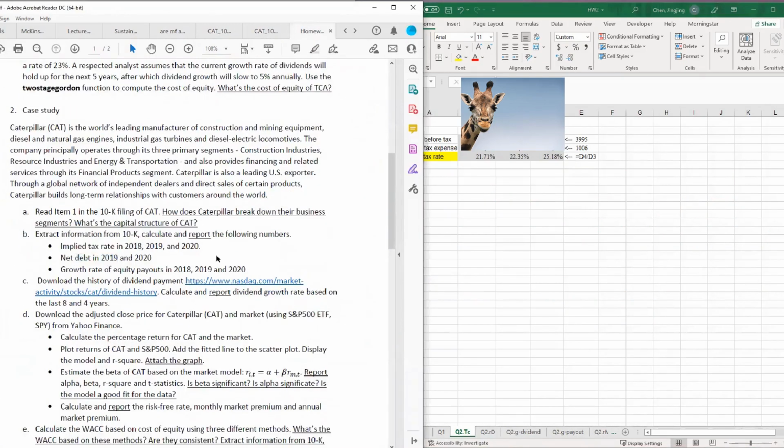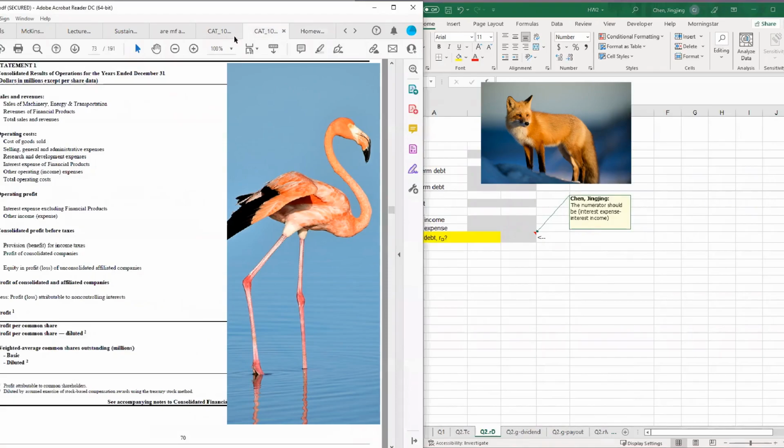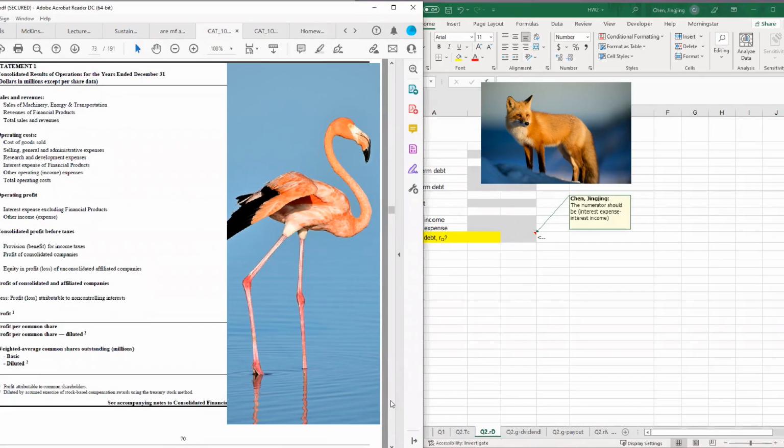So now next is net debt. Again, we need to find information. Here we need to find cash, short-term debt, long-term debt, net debt, income, and interest expense. Now let's first try to find the simplest one, which is cash. Cash is located in the firm's balance sheet. So I'll go to the balance sheet here.